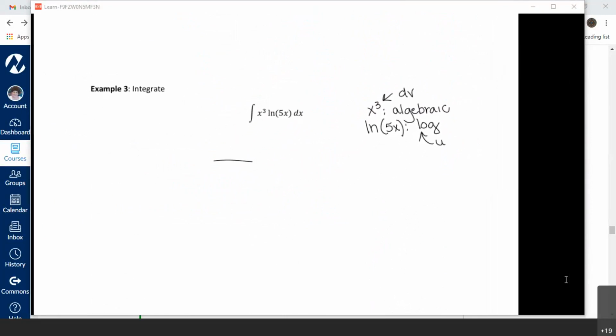All right, so then I'm going to make my table. This one will be a little bit different. Okay, so differentiate. Put u first. U, and this is differentiate. And then dv is integrate.